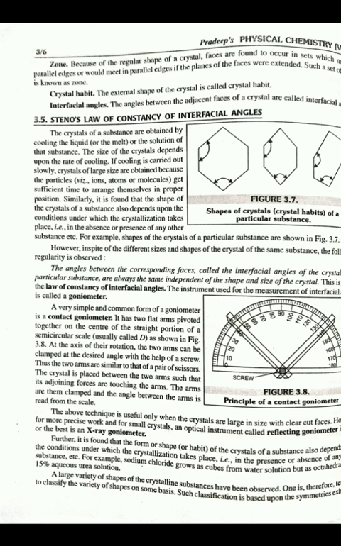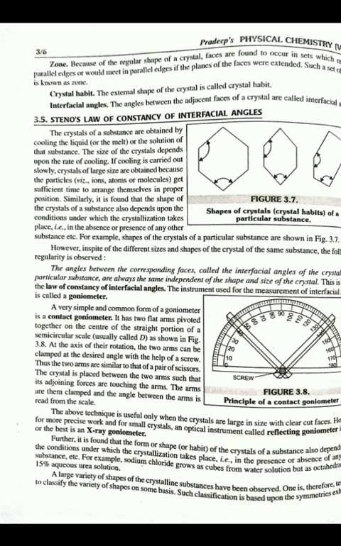The instrument used for the measurement of interfacial angles is called a goniometer. A very simple and common form of a goniometer is a contact goniometer. It has two flat arms pivoted together on the center of the straight portion of a semicircular scale, usually called D, as shown in figure 3.8. At the axis of their rotation, the two arms can be clamped at the desired angle with the help of a screw. Thus, the two arms are similar to that of a pair of scissors.